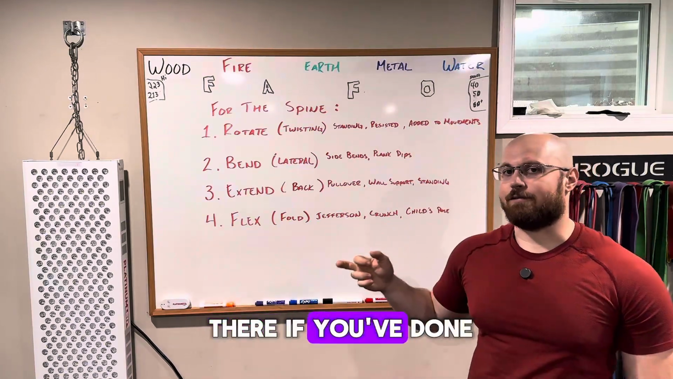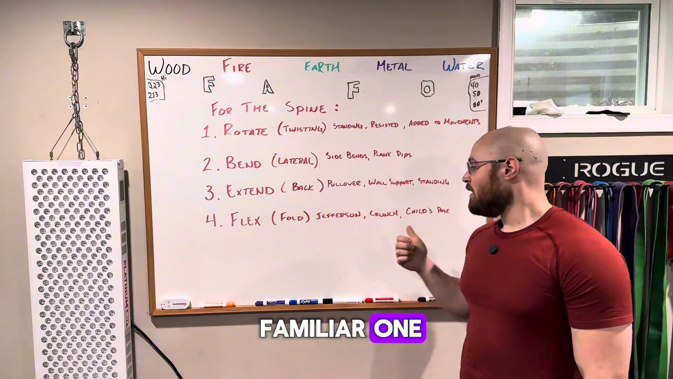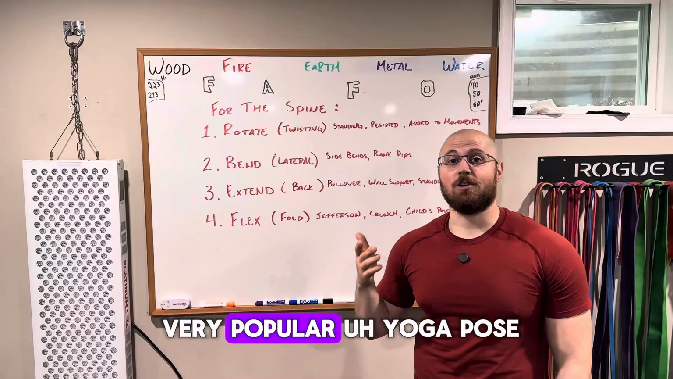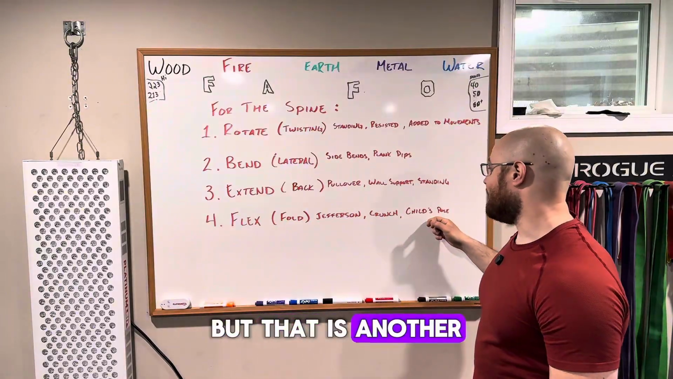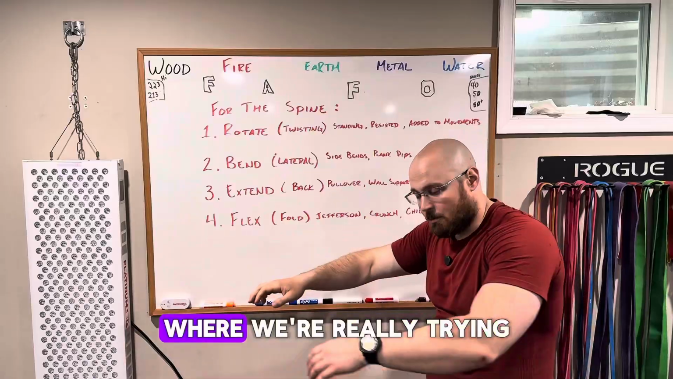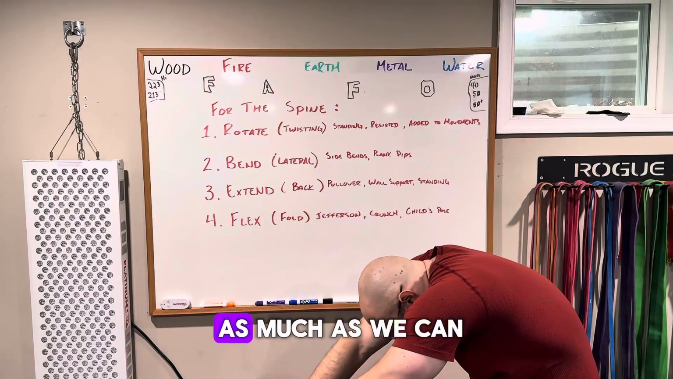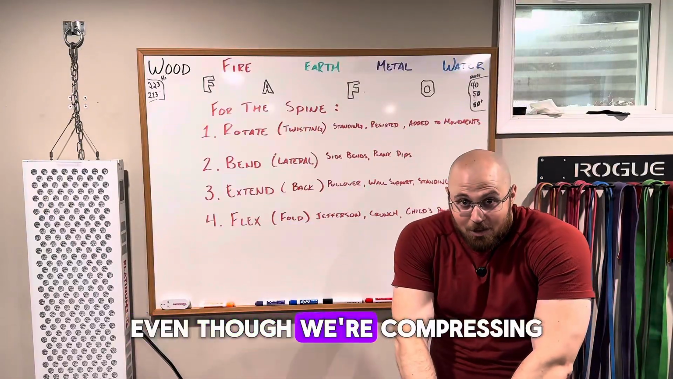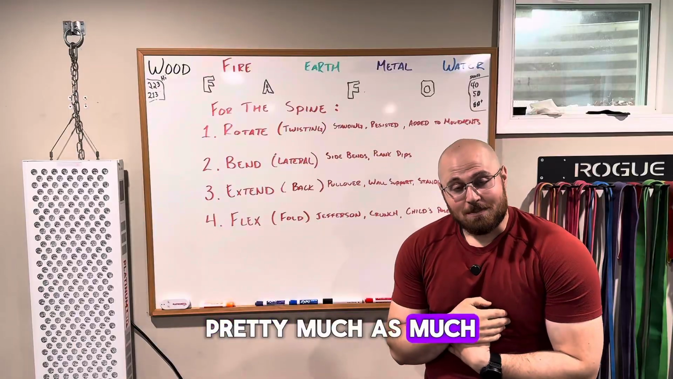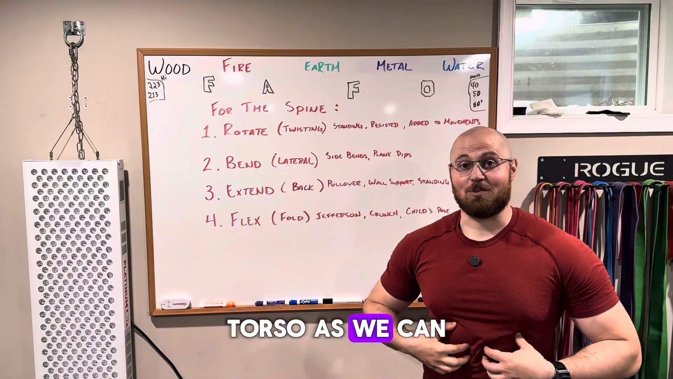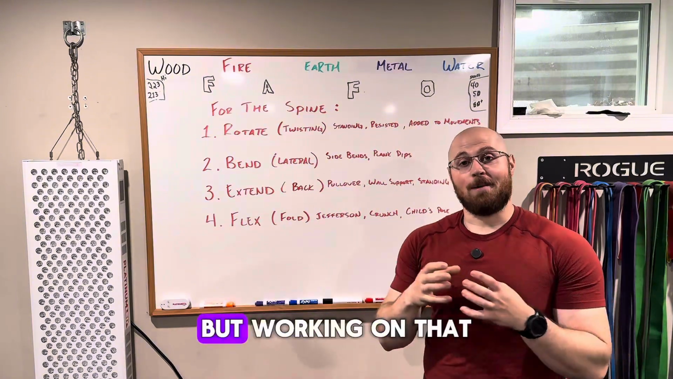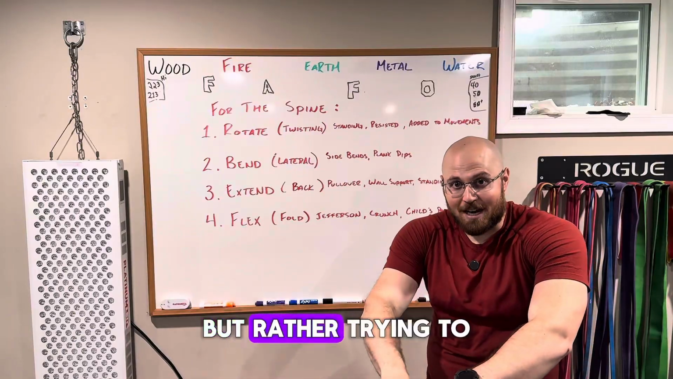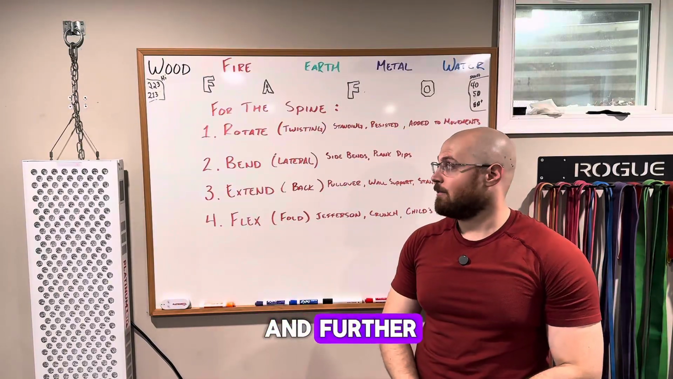The last one up there, if you've done yoga before, is a familiar one. Child's pose. If you're not familiar with child's pose, just give it a quick Google. It's a very famous, very popular yoga pose. But that is another way that we can work into some of that flexion where we're really trying to compress that spine as much as we can and work on our body's ability to still breathe, even though we're compressing and trying to get pretty much as much air out of our torso as we can so that we can continue to compress, but working on that nervous system response of not trying to freak out and tighten up and restrict it, but rather trying to let you flex further and further.